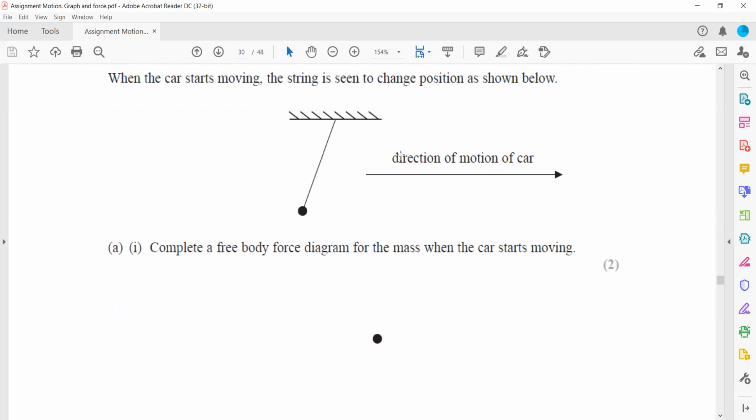So what is a free body force diagram? The weight will act downward. We will draw that, and there will be a tension in the string. Because the weight is always downward, perpendicular to the surface, and the force applied by a string is known as the tension in the string, that we represent by T. So the free body force diagram will have T and W.